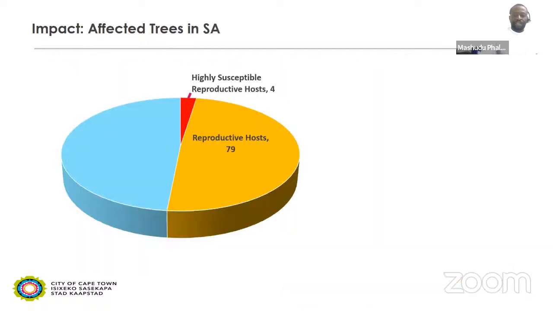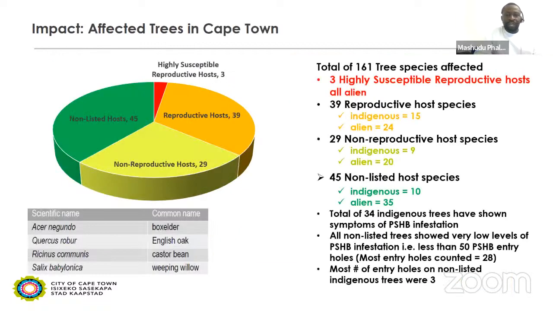Okay, so there is a total of 161 tree species that are susceptible to being attacked by PSHB. However, in the city of Cape Town, we have identified 116 different tree species that are attacked by PSHB. And 3 of those species fall under the highly susceptible category, which I have put in the picture at the bottom here.